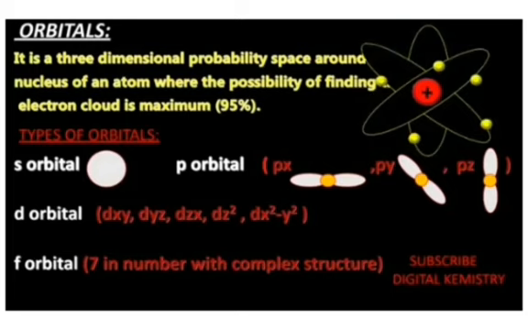Types of orbitals: S orbital. The S orbital is spherical in shape and is 1 in number. P orbitals are 3 in number, that are px, py and pz. D orbitals are 5 in number, that are dxy, dyz, dxz, dz square and dx square minus y square. F orbitals are 7 in number with a complex structure.